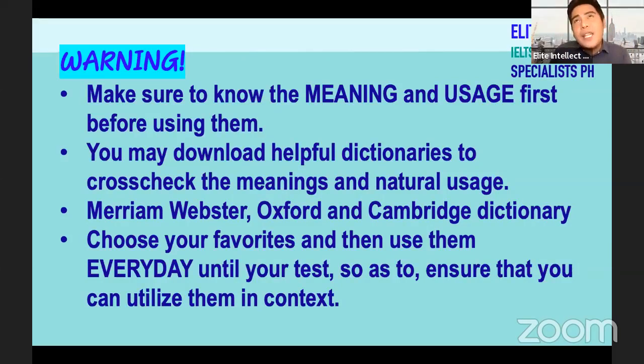Sir, how can I use them naturally on the exam? Well, basically, choose your favorites, okay? For my students, I tell them to choose a minimum of 12 academic words, which are their favorites. Write them on a piece of paper, and if you have a study table, paste it on your wall.